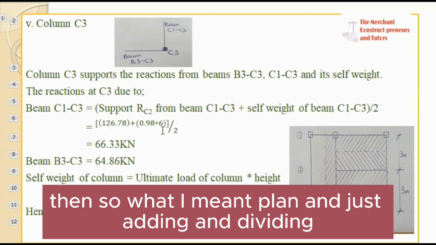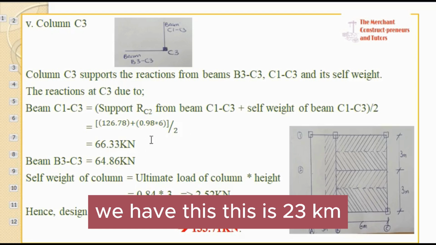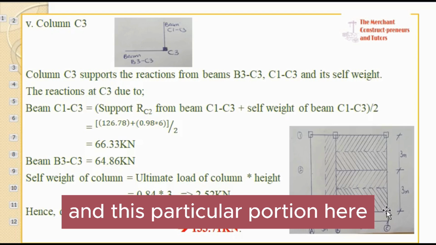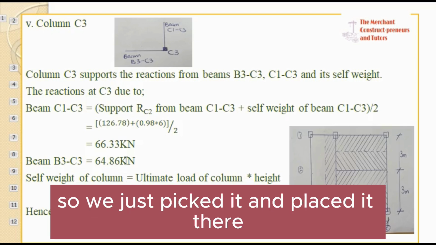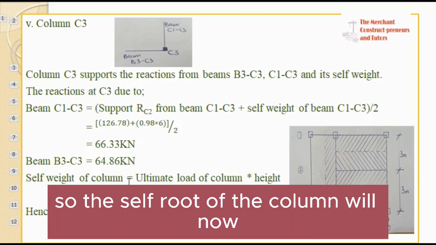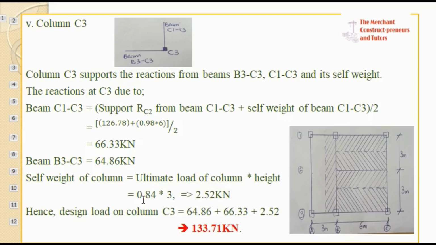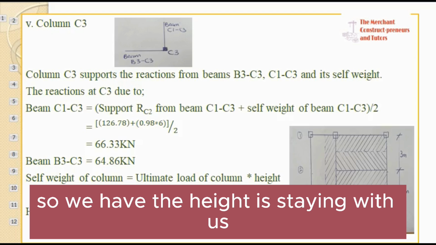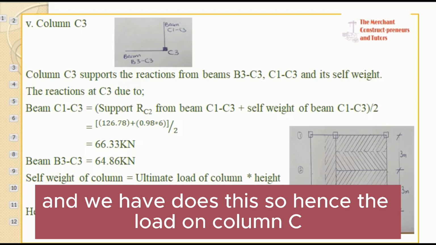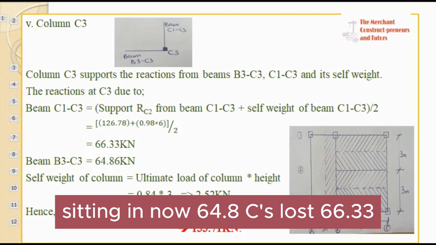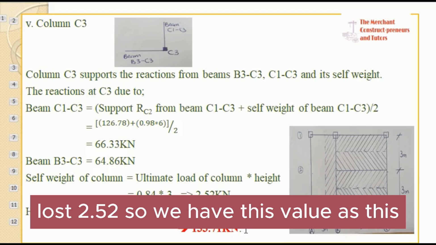Then after multiplying and adding and dividing, we have it as 66.33 kilonewton. So for beam B3 to C3, we already have the reaction at this particular portion here, so we just picked it and placed it there. The self weight of the column will now be the ultimate load of the column multiplied by the height. The height is 3 meters, and we have it as this. So hence the load on column C3 is now 64.86 plus 66.33 plus 2.52. So we have this value as this.